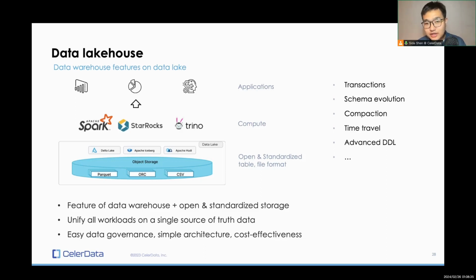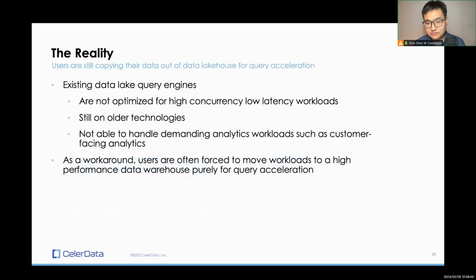Data Lakehouse is great, and a lot of people are using it. So the people using it must be running all of their workloads on that one copy of data, right? But the reality is not really. A lot of users are still copying their data out of their data lakehouse, only for query acceleration reasons. The reason is that external data lake query engines are really not performant enough to run all of the workloads that we're trying to throw at them.